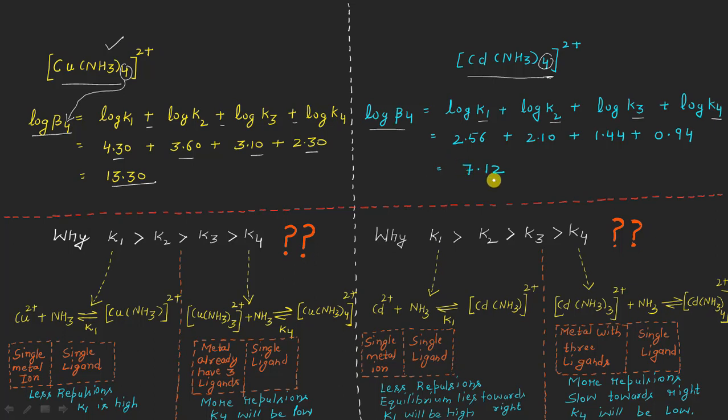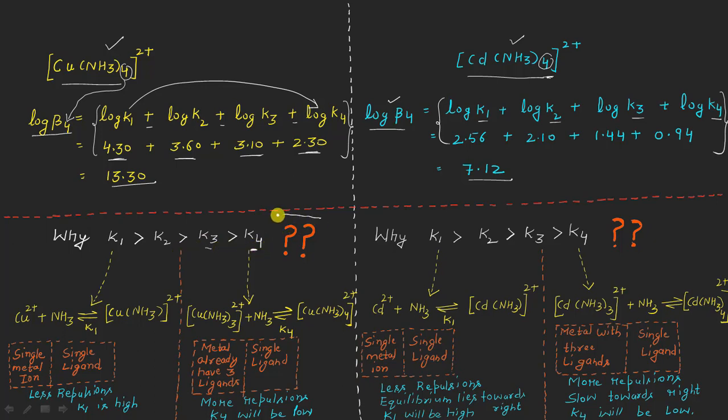And in this case, we have a value of 7.12 for the logarithm of beta 4 for this cadmium ammonia complex, right? And one thing, if you look carefully at this part as well as this part here, you will find that as we go from K1 to K4, the values of these constants are decreasing. You can see here it is approximately 4, then 3.6, 3.1 and 2.30, right? So K1 has a higher value than K2, which in turn has a higher value than K3, and K4 has the minimum value, right?